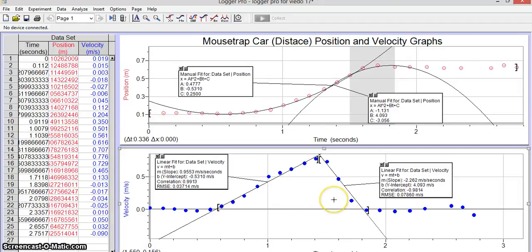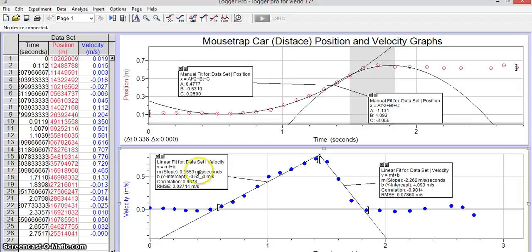And then for the second part, I analyzed the slope of the velocity when the car was slowing down, and I saw that the slope of the velocity, which is the acceleration, was negative 2.262 meters per second squared, which means that every second the car was going slower at that rate. So again, the acceleration is negative 2.26, which means that when the car was slowing down, it was slowing down by about 2.26 meters per second every second.